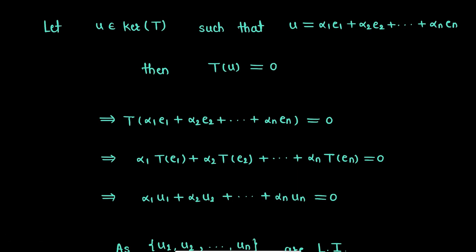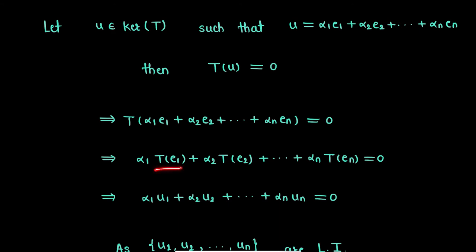Now let us consider any vector, say u, in kernel T, such that u has a representation of this type: u is equal to alpha 1 E1 plus alpha 2 E2 plus and so on plus alpha n En, where these alpha i's are unique scalars from field F. Since u is in kernel T, we have T of u equal to the zero vector. We can write this as T of alpha 1 E1 plus alpha 2 E2 plus and so on plus alpha n En is equal to the zero vector. Using the property of homomorphism, we can write this as alpha 1 T of E1 plus alpha 2 T of E2 plus and so on plus alpha n T of En is equal to the zero vector.